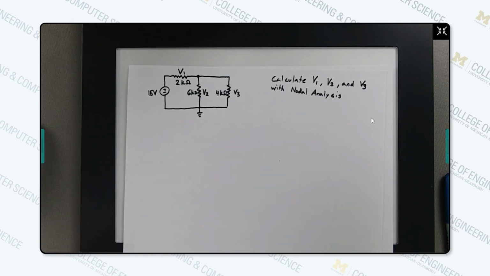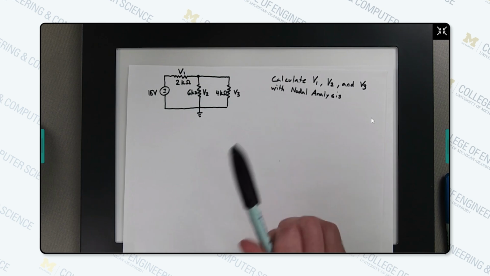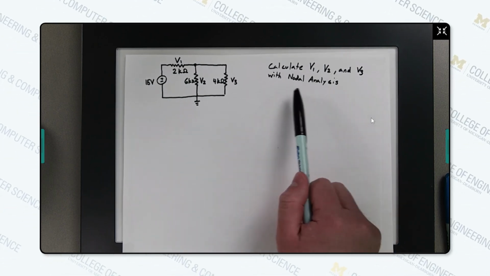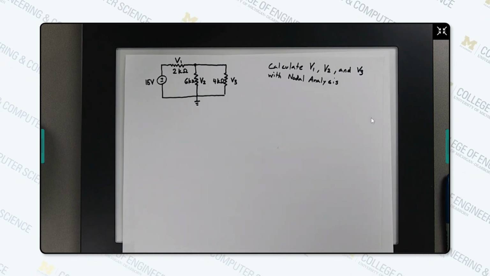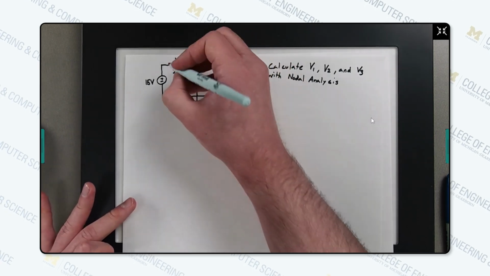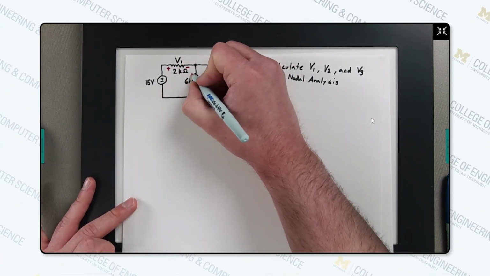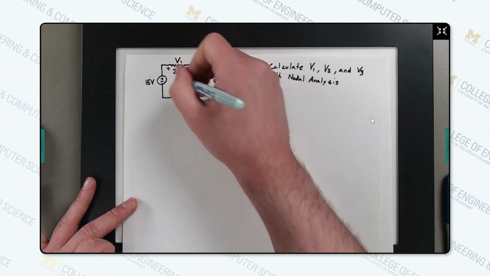Now, let's move on to a real problem. So here is an example of a problem that you may be asked about in class or on a quiz. Here we have a problem where we have to calculate V1, V2, and V3 using nodal analysis. The first thing we do with any problem is mark the polarities. For this one, we can just have positive, negative, positive, negative, positive, negative. And that indicates the flow of current.